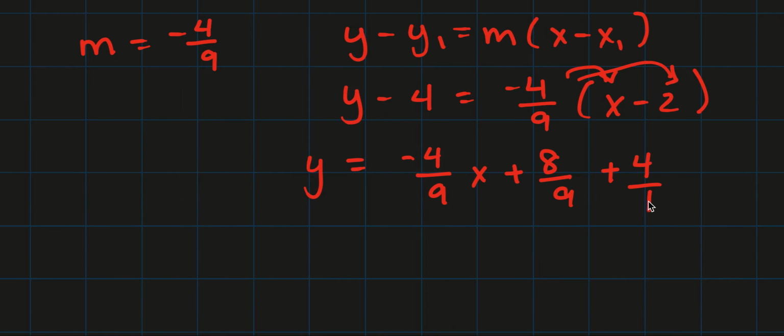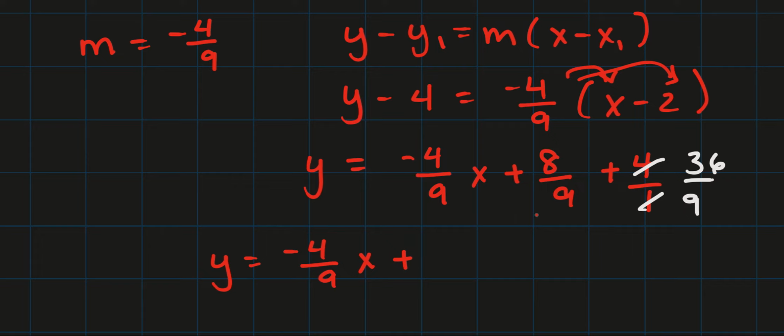I need to add these two together, so I'm going to put a 9 in the denominator, which means that I need to multiply the top and the bottom by 9, so this is 36. And we're left with y is equal to negative 4/9 x plus, this should be, so 36 plus 8 is 44, so 44/9. And that's the equation of the parallel line.